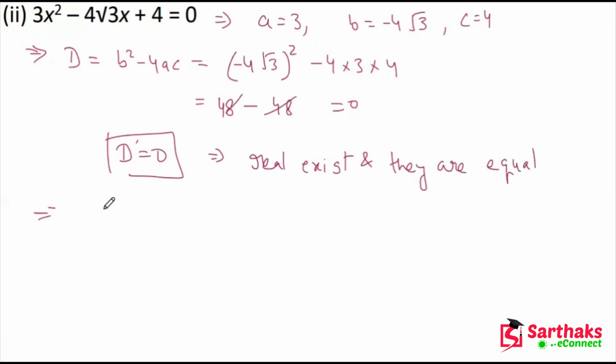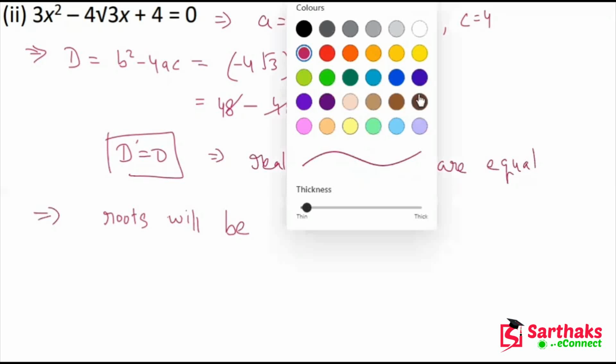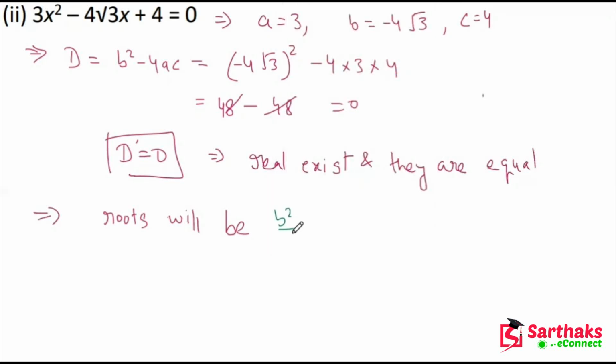So now what are the roots? So the roots will be minus B upon twice of A, and minus B upon twice of A. Okay, so both are equal.